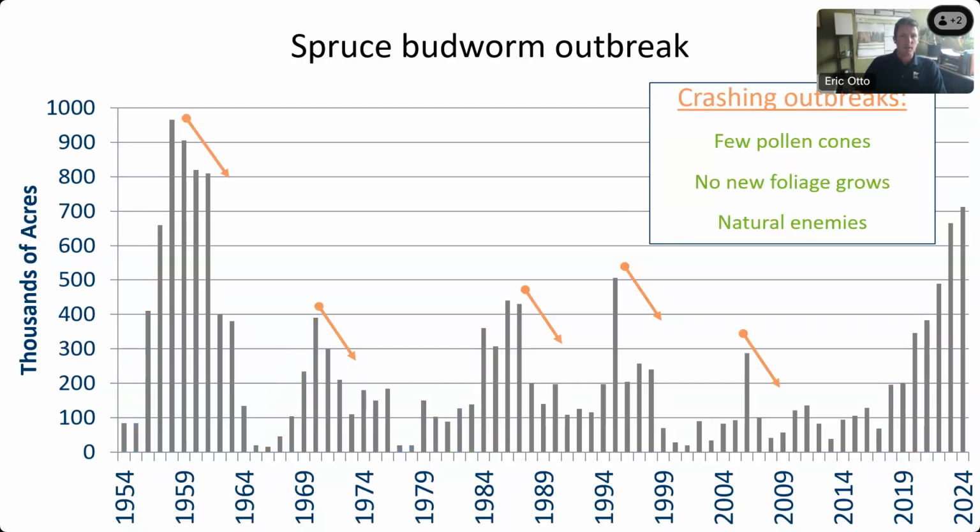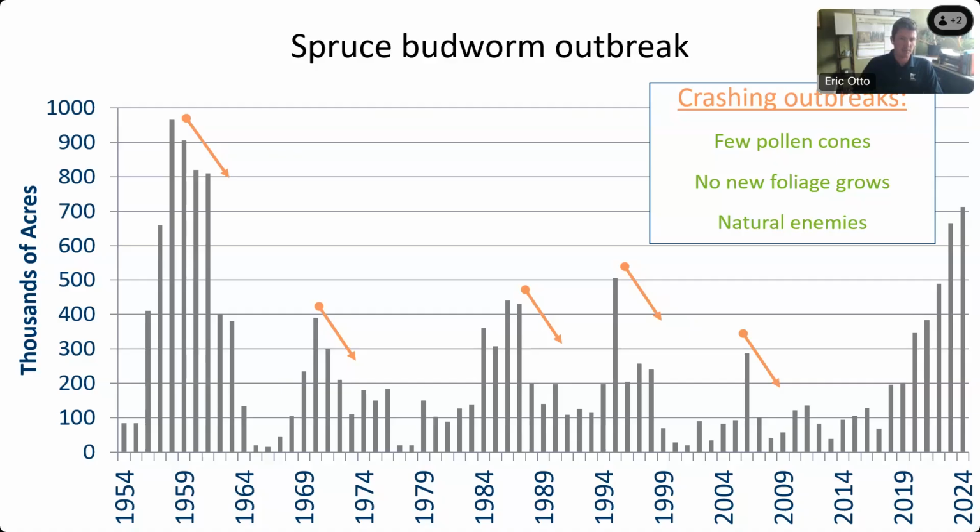What results in those outbreaks starting to crash, as you might guess, is when you start to run out of that mature host. So basically, as that spruce budworm has fed upon and killed a lot of those trees, you're going to have fewer pollen cones, and no new foliage grows. So when those larvae come out from overwintering, that's what they're going to look for initially. And if they can't find those, then those outbreaks start to crash.